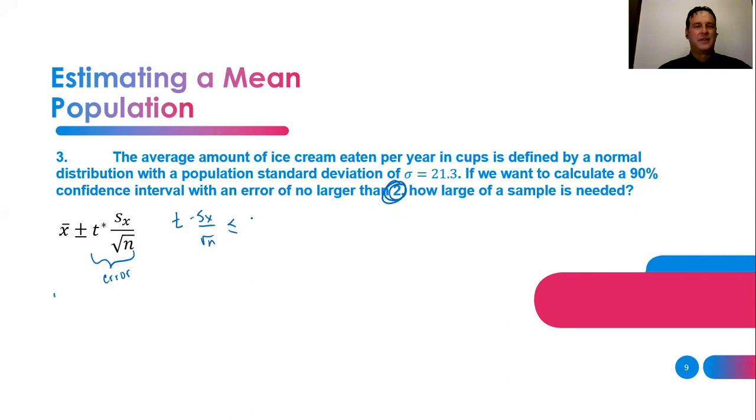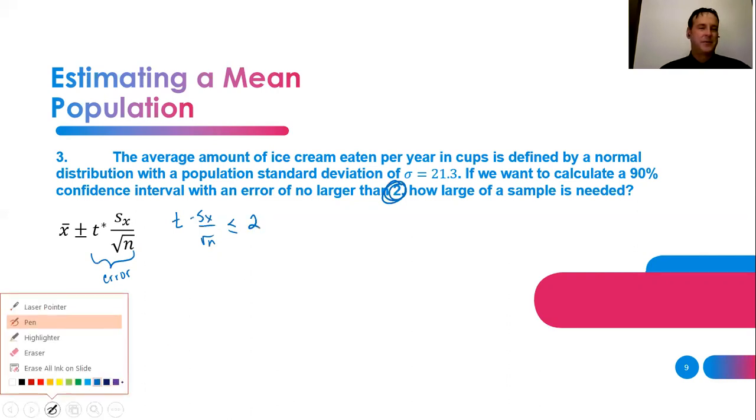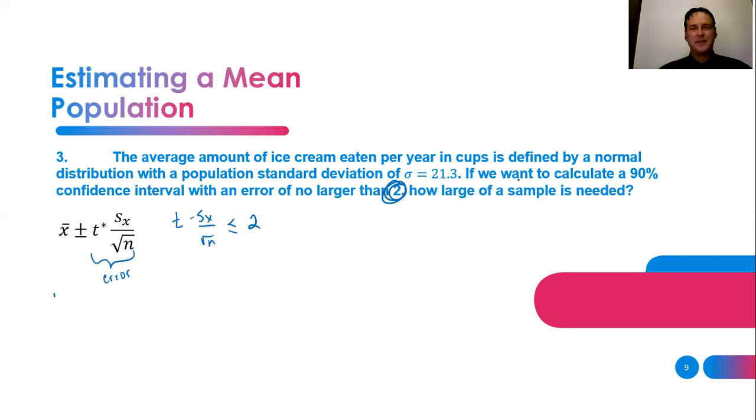So 2 is highlighted. I'll put that there. Some of you look at this and say, I know that I need to solve for n because it says how large of a sample is needed. So this is what I'm looking for. The S of X isn't really given here. It gives you a population standard deviation, but not a sample standard deviation. Further, you're saying to yourself, I know how to find T's. I'm going to use my chart. It tells me the confidence level is 90%, and so all I have to do is look at my chart.